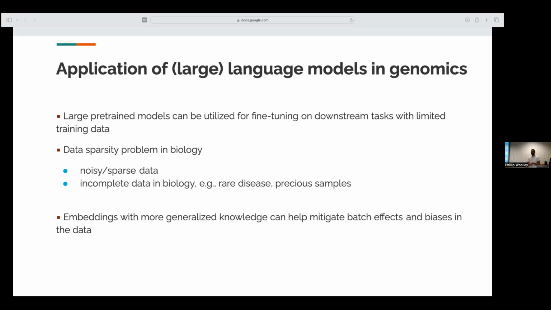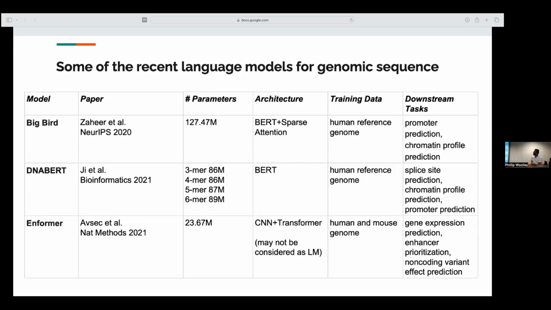Once these big models are trained, you can just fine tune them on your data and not worry a lot about how to deal with biases and batch effects. They are accounted for in that big model. Okay. So now I will talk about some recent language models in genomics that are developed for genomic sequence, by which I mean DNA sequence, nucleotide strings.